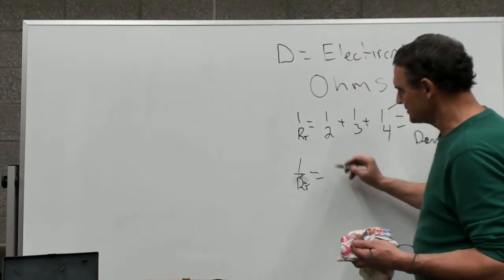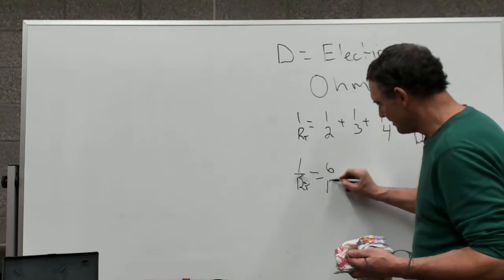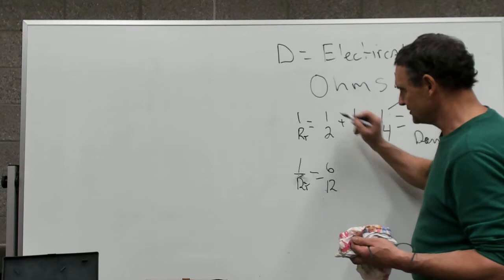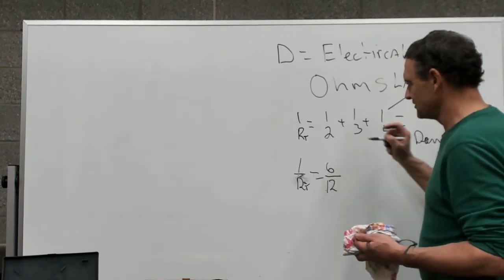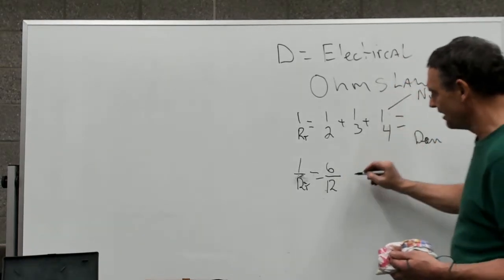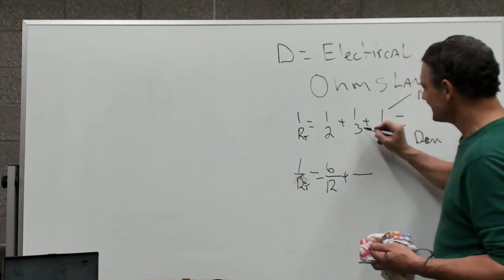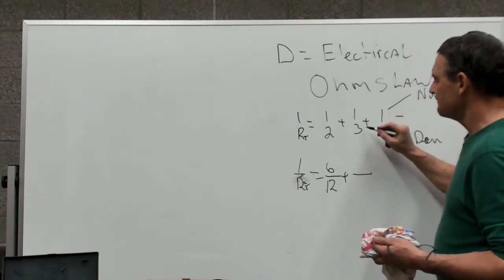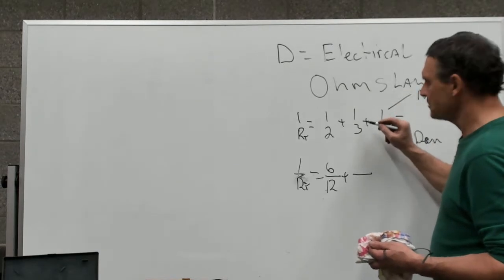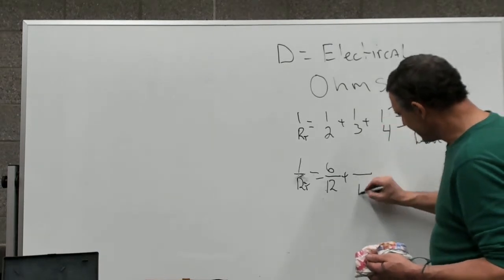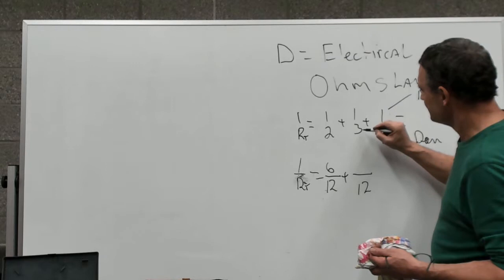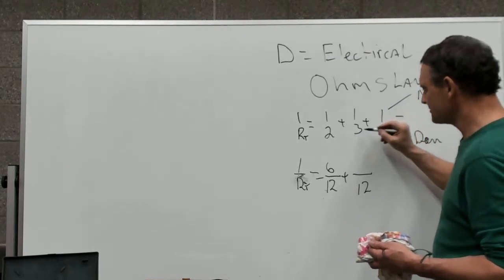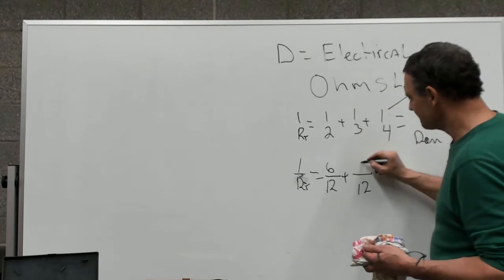So 6 times 2 is 12. On the bottom I went times 6 to get my 12, so I do it to the top too, times 6: 6/12. Now I want this one to equal 12 as well. What times 3 is 12? 3 times 4 is 12. So 4 times 3 is 12, and 4 times 1 is 4.